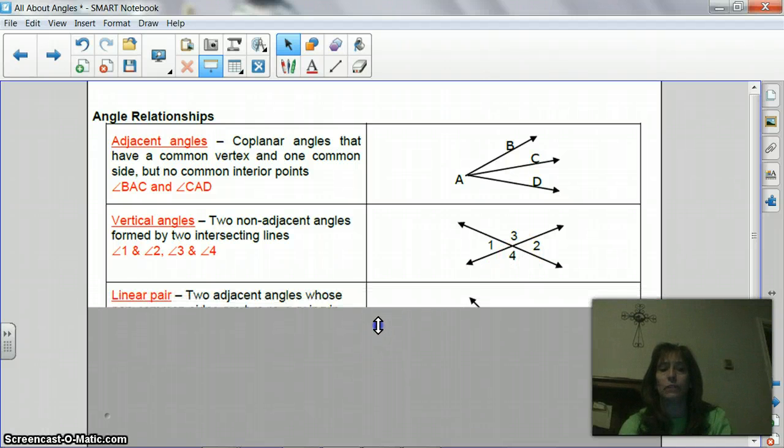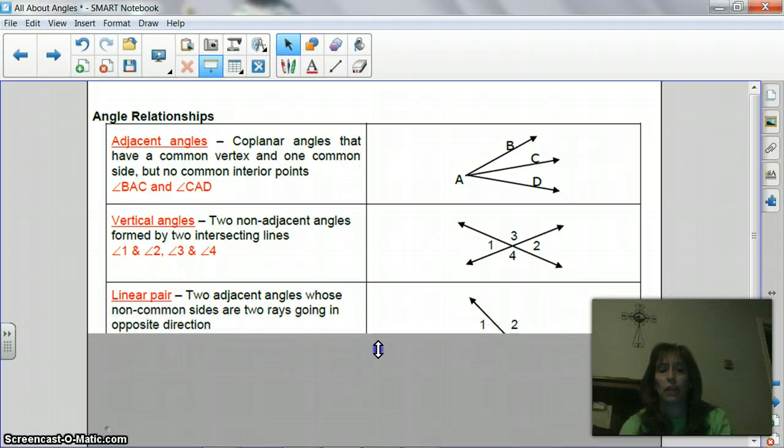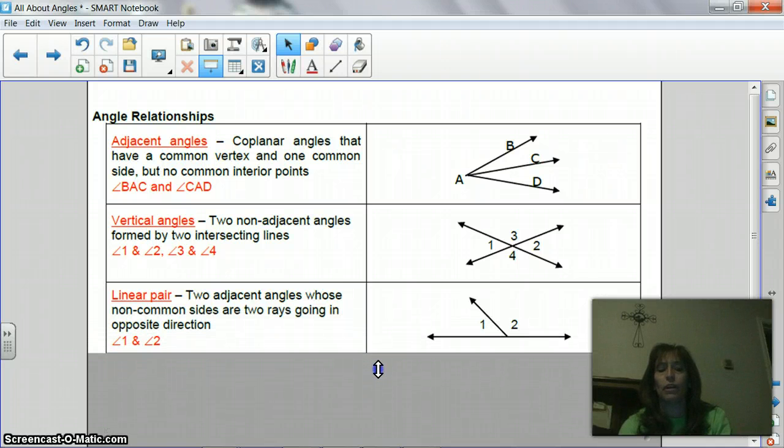Alright, my next one is a linear pair. And hopefully you know two things about it. First of all, linear means that it's going to have something to do with a line. And pair means two, so it's actually two angles that together make a line. So as you see here, angle 1 and angle 2 form a line.